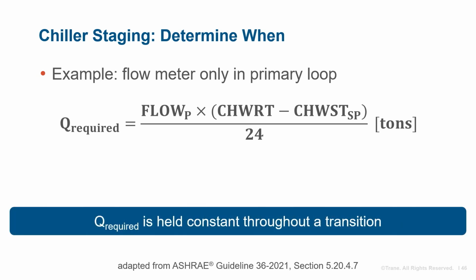On any staging event, Q required is held constant until the stage change is complete. This is to avoid instability during a transition when flow rate and temperatures change. We'll see in a bit how Q required impacts part load ratio, or PLR, and the downstream implications. This is different than for a primary-secondary plant, so be sure to reference the correct section when taking snippets.